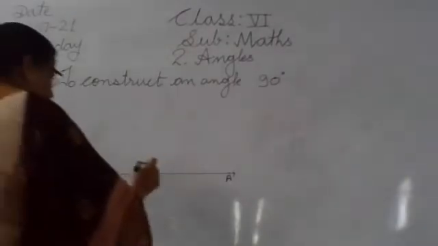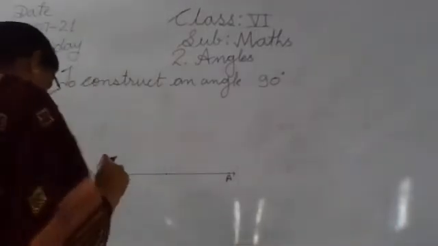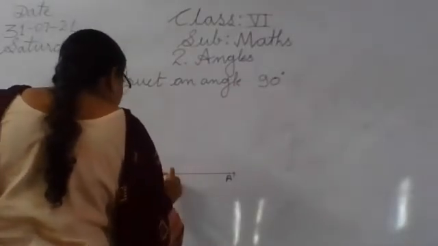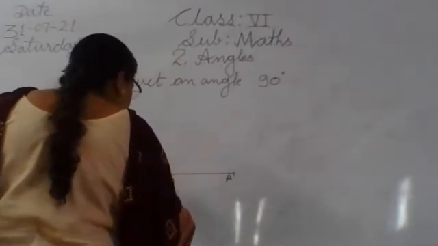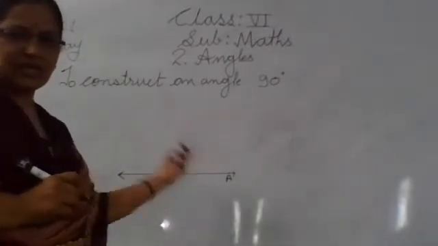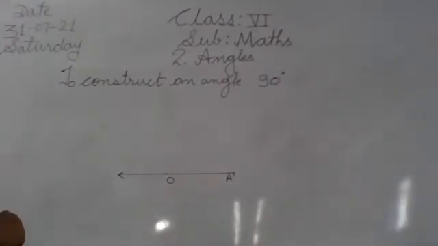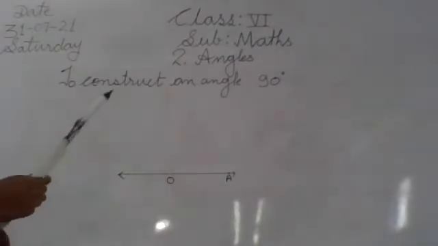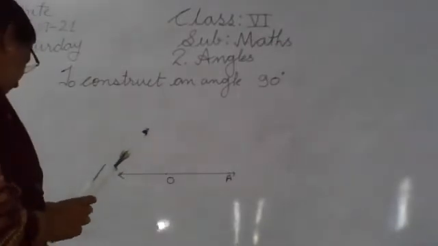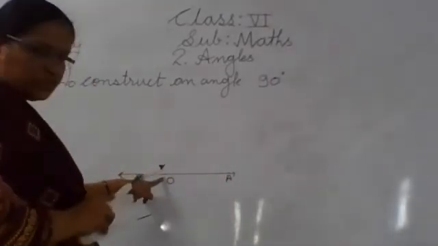Okay. Now with O as a center, here I am taking a point O. So we will take a point O here. So with that center O, we will draw an arc which cuts this ray A. With O as a center and any suitable radius, we will take any suitable radius and draw an arc intersecting OA at D. So place your pointer on this point.